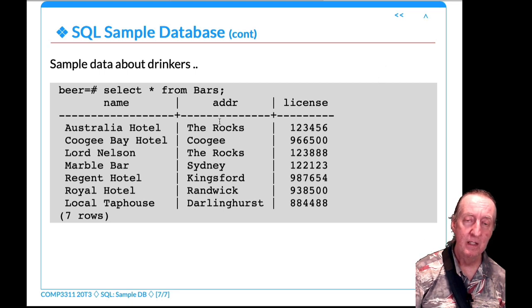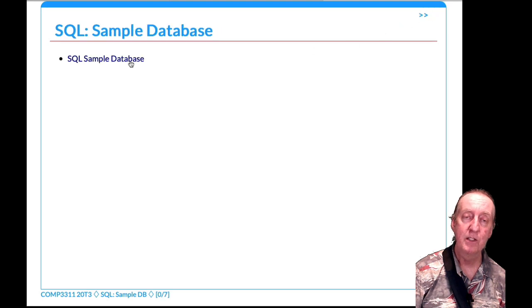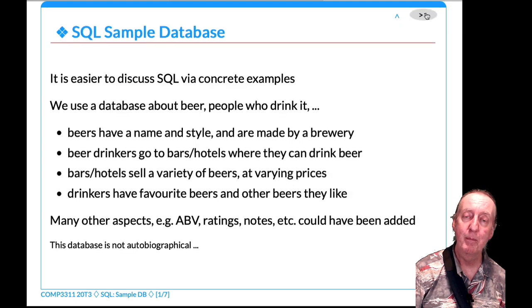Right, so once again, they've got an address. In this case, the address is just a suburb name. So we can have multiple bars in the same suburb, like the Australia Hotel and the Lord Nelson, both in the Rock. And we've also got license numbers for each of the bars. So you can see that none of the attributes are actually null in our data, even though some of them are allowed to be.